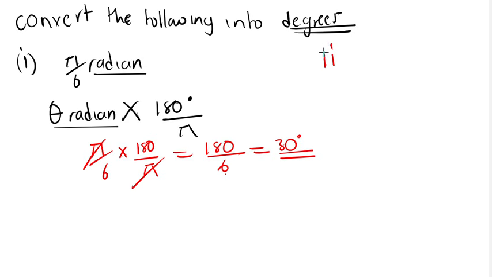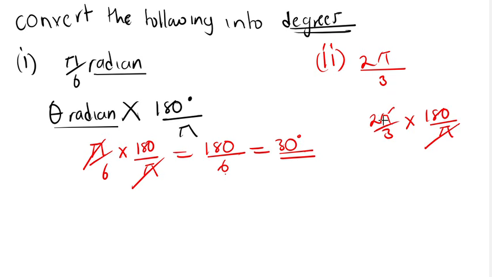Okay, sometimes you may also be given something like this, 2 pi over 3. So in that situation, it will be 2 pi over 3 times 180 over pi. So this and this, they will divide. I'll have 2 over 3 times 180. So 3 into 180, it is 60. Then when I multiply, the answer is 120. So that is how you answer this kind of question.